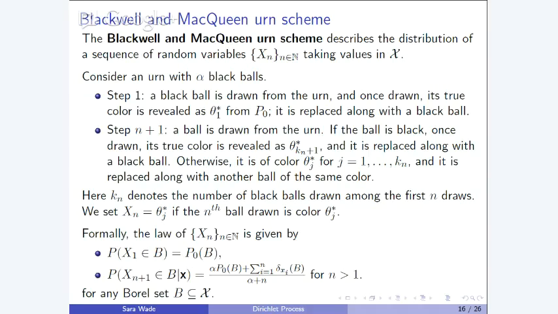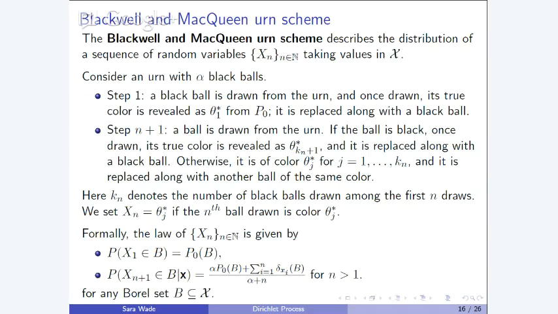Once I draw the black ball, it reveals its color to me. It has some color, which is drawn from my base measure, so say it's stripes. So I put the stripe ball back in the urn, and put another black ball in the urn, so I still have five black balls. And then I set x1 equal to theta 1 star.